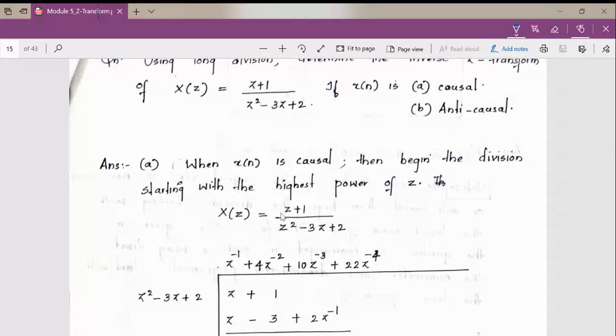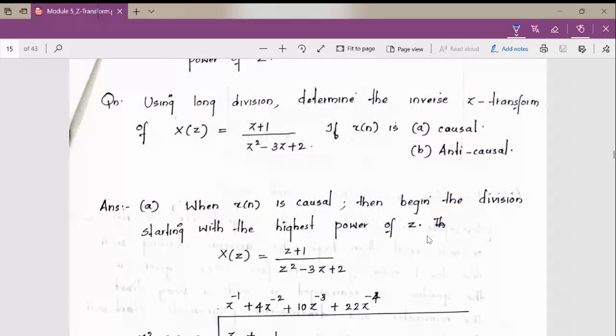So the first case is causal. When x of n is causal, then begin with the division starting with the highest power of z. So how will we find whether the signal is causal or anticausal? That is what we are discussing here. To find the causal x of n, we need to divide these two polynomials in the order where the highest power of z comes first.